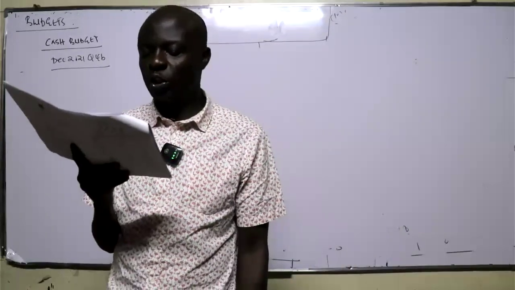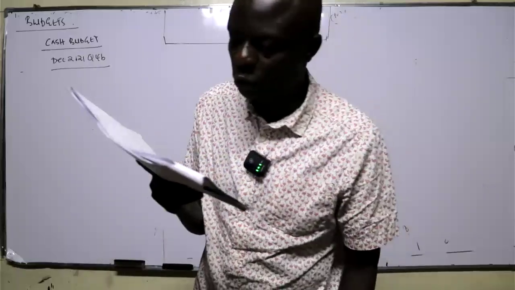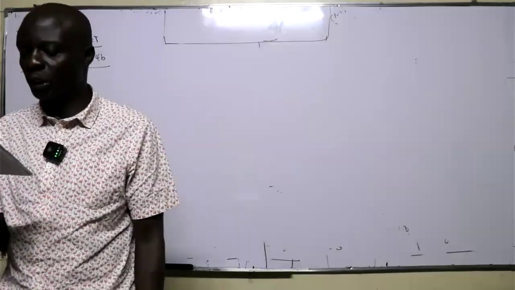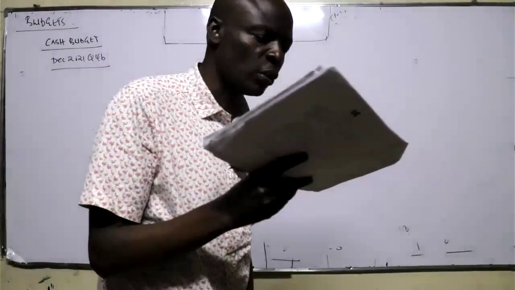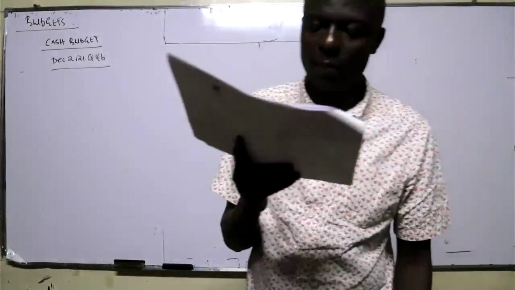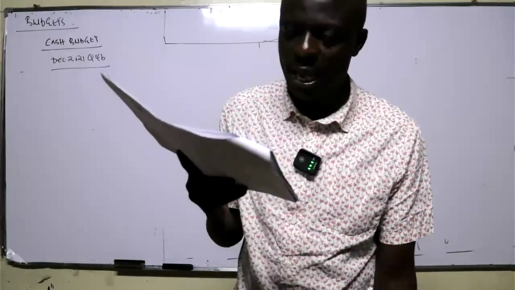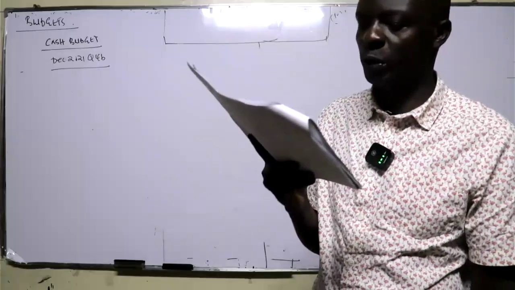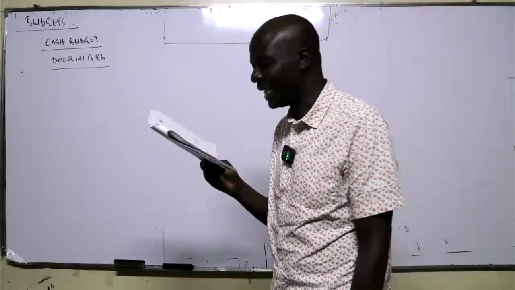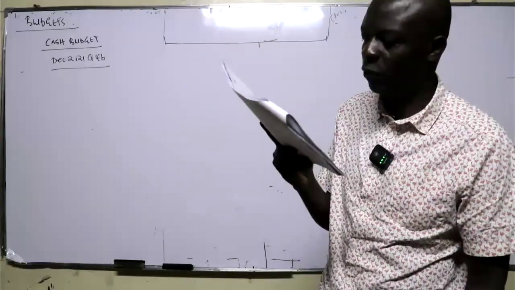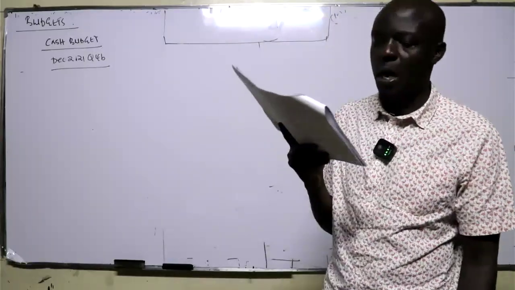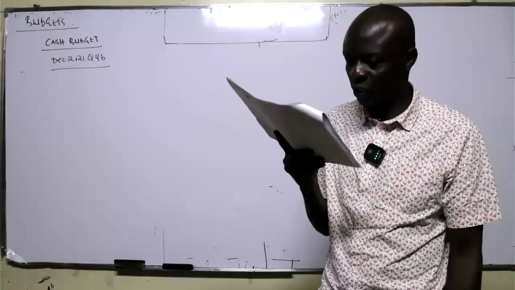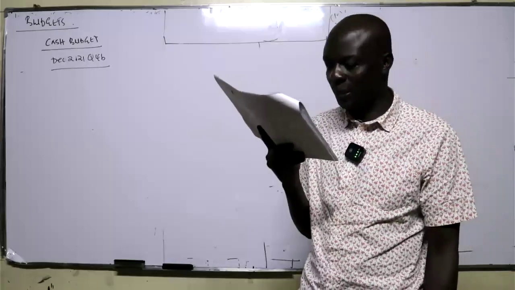Number four, a new machine will be installed in March 2022 at a cost of 150 million, and payment is expected in May 2022. Number five, sales commission of 3% is payable after 1 month of sales. And number six, a dividend of 100 million is to be paid in June 2022. Number seven, there's a delay of 1 month in the payment of overheads and wages. And number eight, 20% of the debtors pay cash, receiving a cash discount of 4%.